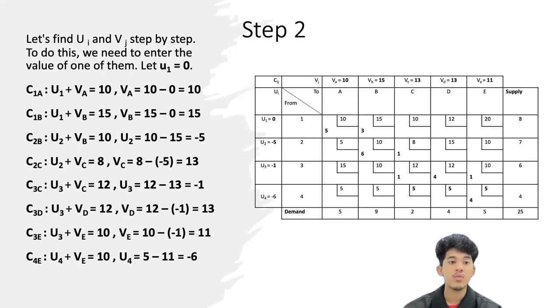And then for step 2, you need to find Ui and Vj step by step. To do this, we need to enter the value of one of them. Let's say U1 equal to 0, which is U1 plus V1 equal to 10, V1 equal to 10 minus 0 equal to 10. So below is the answer for this step.